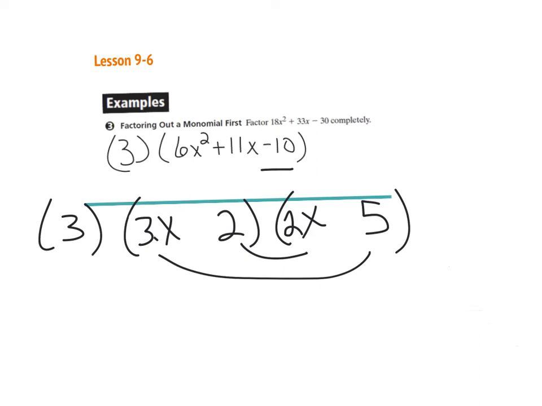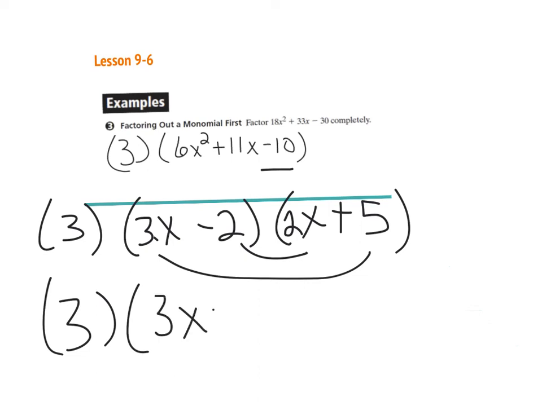And I want that 15 to be positive, right? So that I take away 4x. So I get a positive 11x with my outers and inners. You see how I've guessed and checked along the way? And now I have the factors of 3 times 3x minus 2 and 2x plus 5.